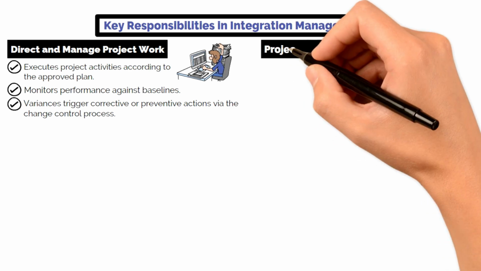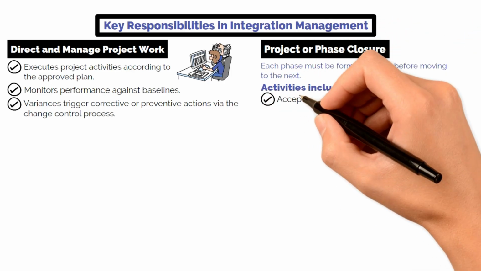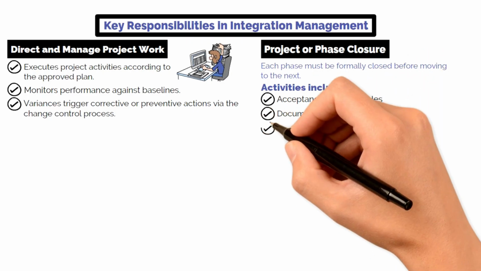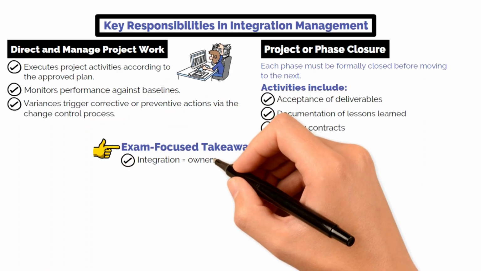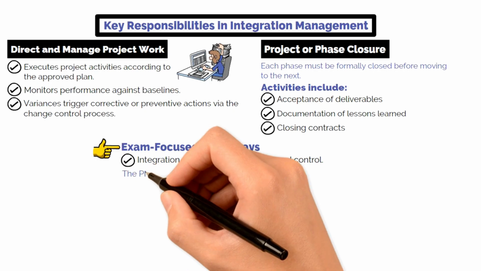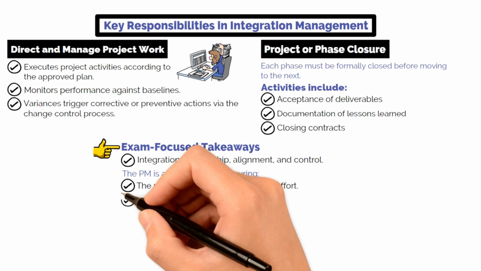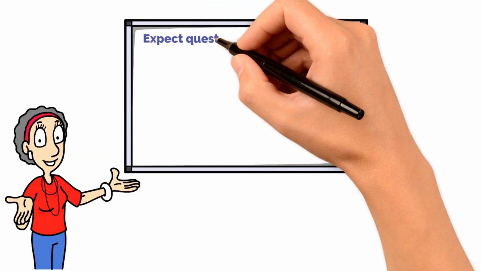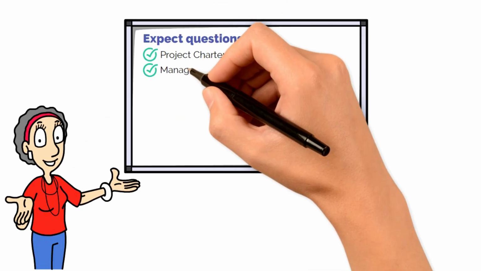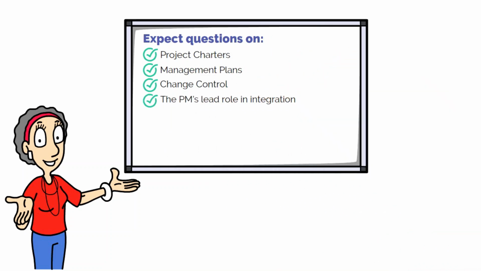Finally, integration management also includes project or phase closure. In Waterfall, each phase must be formally closed before moving to the next, ensuring deliverables are accepted, lessons learned are documented, and contracts are closed out. For the exam, remember that integration is about ownership, alignment, and control. The PM is accountable for ensuring the project runs as a single, unified effort and that no work happens outside the formally approved plan. Now we'll go through practice questions that test your knowledge of project charters, management plans, change control, and the PM's central role in Waterfall Integration Management.